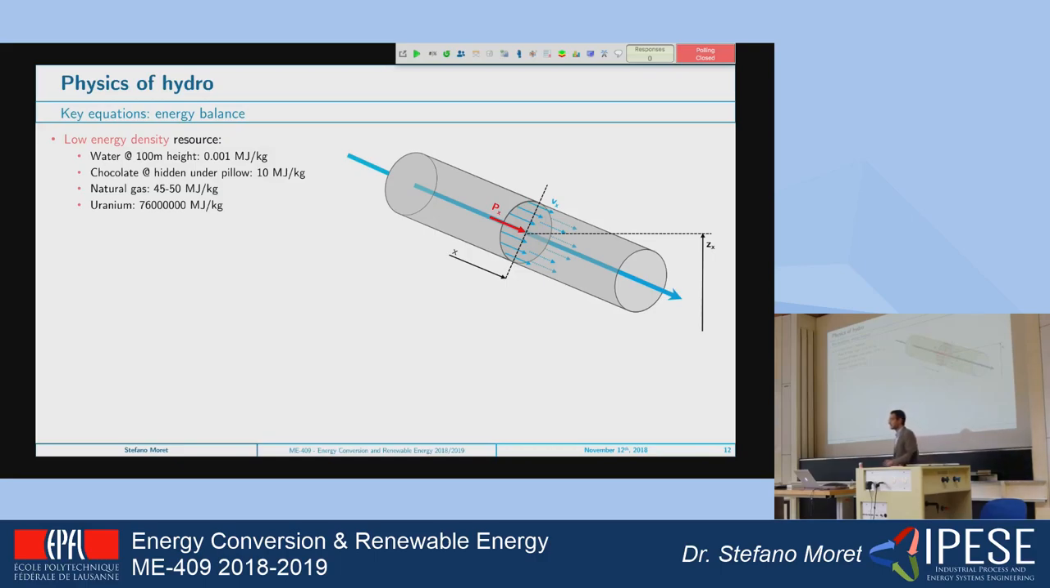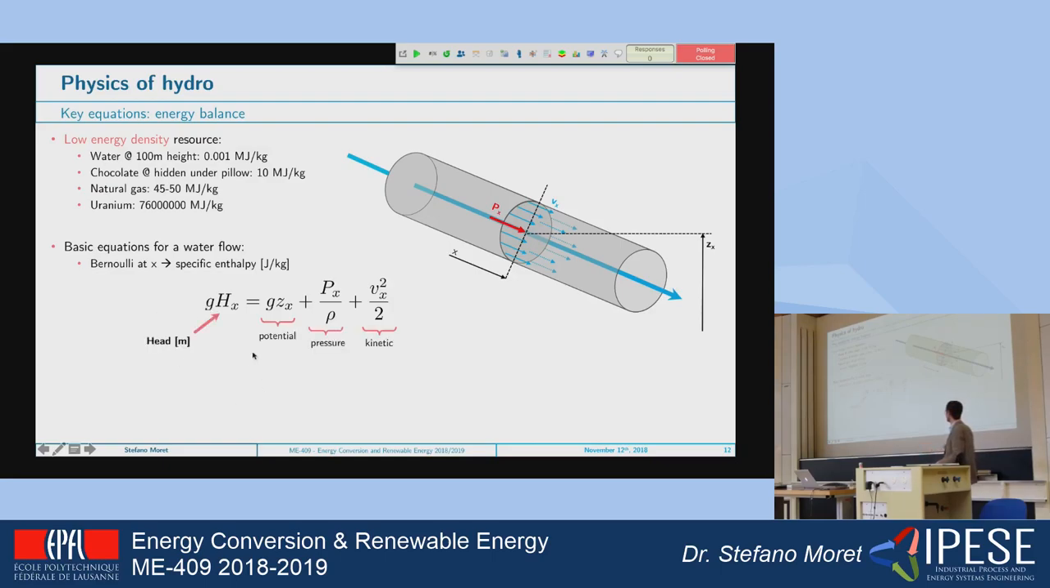And the physics of hydro all come from one key equation, which is again the same one we saw for wind, the Bernoulli equation. If we have water flowing in a pipe at any point x, we can express the total amount of specific energy, so joule per kilogram, of a given amount of water as the sum of three components: the potential part, depending on the height, the pressure part, and the kinetic energy, depending on the speed. If we don't have any production of mechanical work, these three elements remain constant and just change their ratio. In hydro, we refer to the specific energy as the gravity acceleration times the head. The name you hear a lot in hydropower plants is the head. The head is the equivalent of the total specific energy that you have available for hydropower plants.